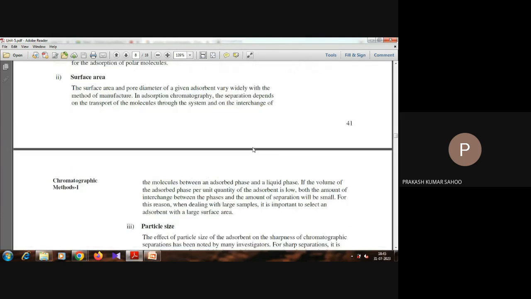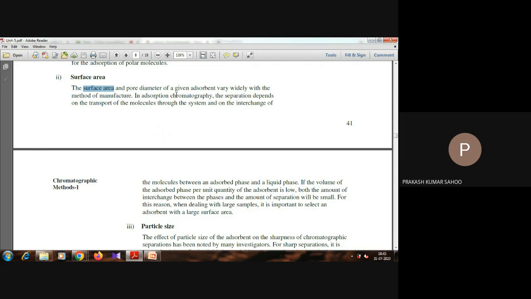Then we have surface area, as already discussed, and pore diameter. This is very important. If the surface area of the adsorbent is larger, the pore diameter will be larger. If it is smaller, the pore diameter will be smaller. So the pore diameter of a given adsorbent varies widely with the method of manufacture.